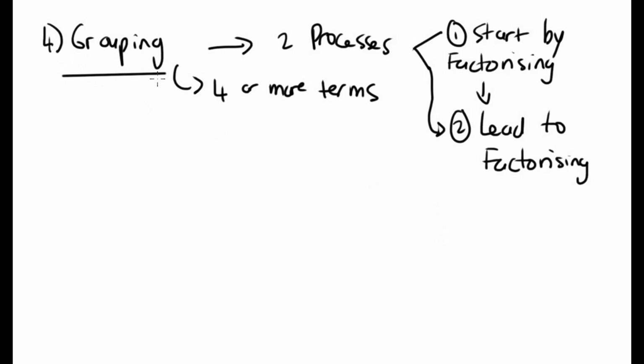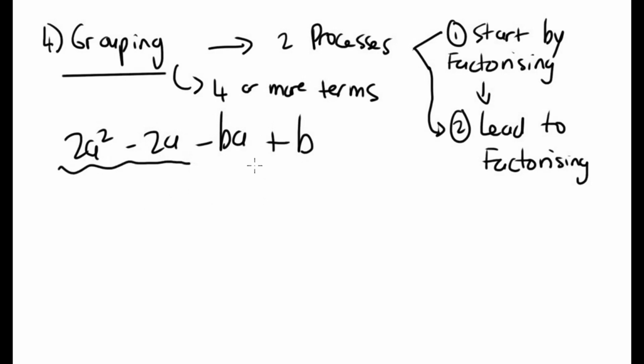So if I have a look at an example on grouping, and I think we might have done this example previously, but that's fine. Take 2a squared minus 2a minus ba plus b. You can either group 2 terms together or 3 terms together, but most of the time you're grouping 2 and 2 if you've got 4 terms. So we're going to group these 2 together, and group these 2 together over here.